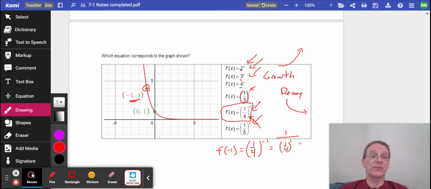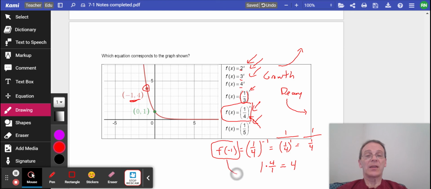1/4 to the first power is 1/4, so that simplifies to 1 over 1/4. Now, how do you divide a number like 1 by the fraction 1/4? You multiply the number 1 by the reciprocal of 1/4. 1 times 4/1 is equal to 4. So f of -1 does in fact equal 4. And that confirms that this is the equation that corresponds to our graph there.